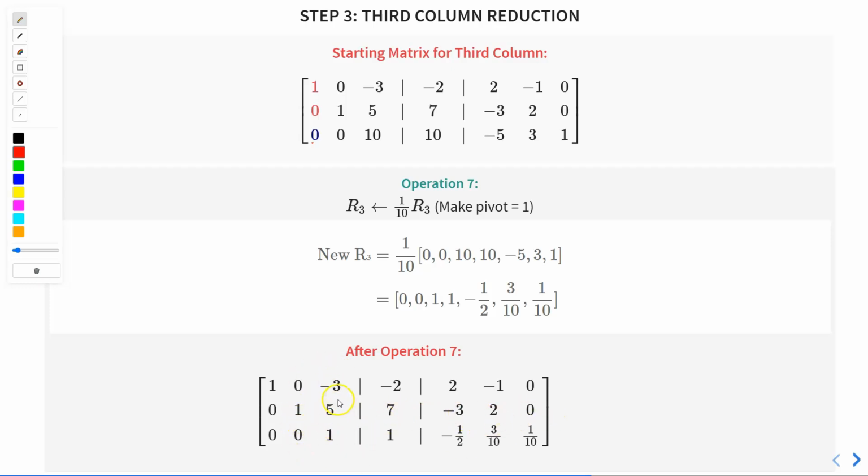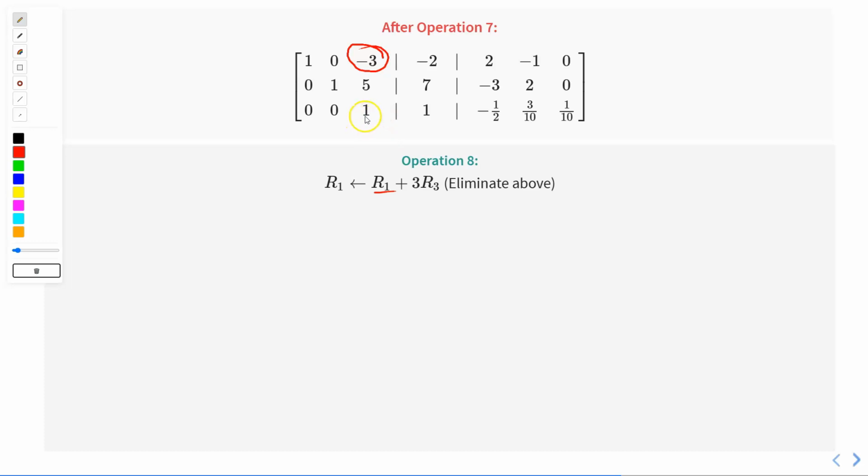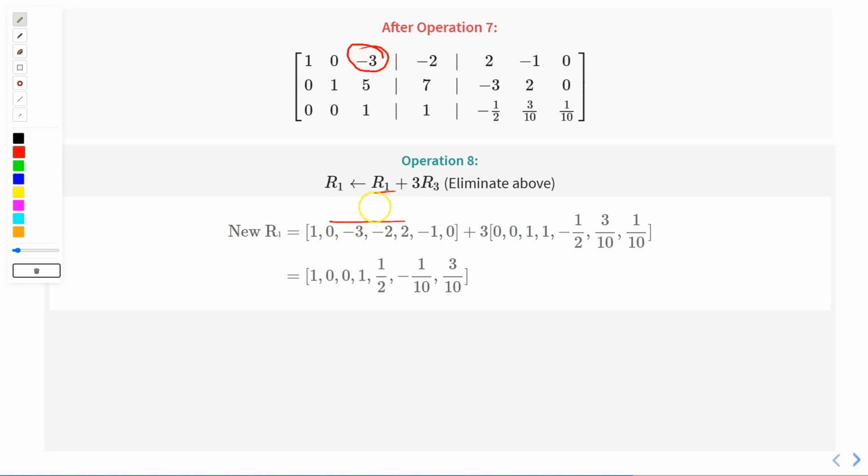So now my target is to make this element and this element 0. Then this A matrix will change to the identity matrix, I matrix. So for that I'm going to do operation 8: R1 plus 3 R3. I'm going to make this element 0. For that I have to multiply 3 R3 and then add. So the new R1 will be R1 plus 3 into R3, and you'll get 1 0 0 1 half minus 1 by 10 3 by 10.